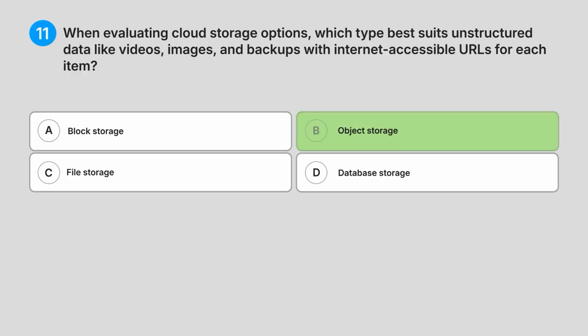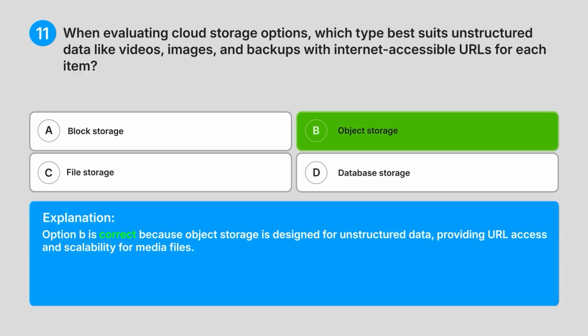Correct answer: B. Object storage. Explanation: option B is correct because object storage is designed for unstructured data, providing URL access and scalability for media files.